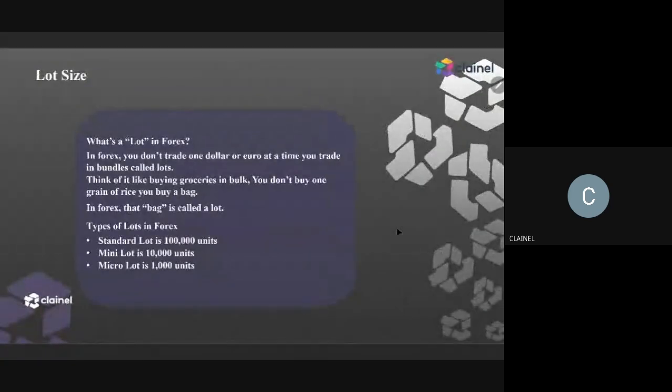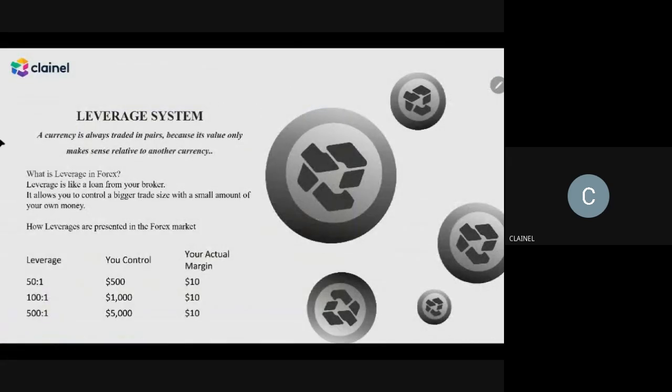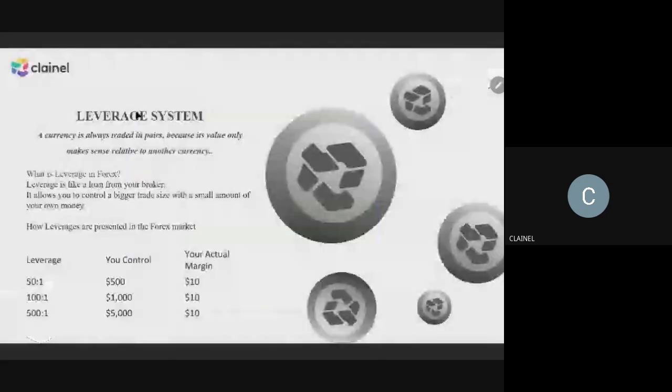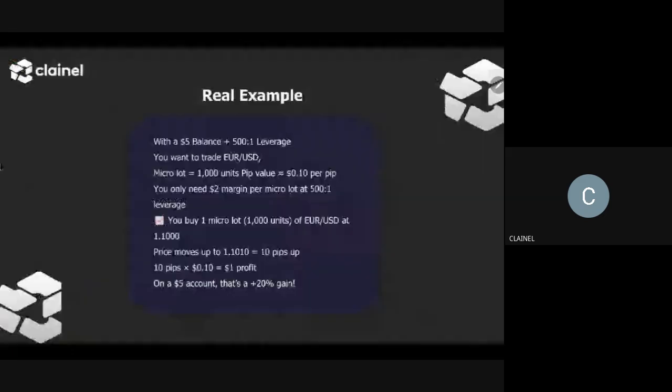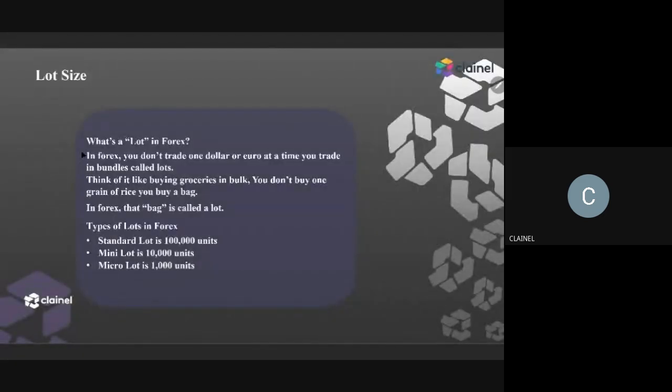So moving on to what is lot size? You might ask. In Forex, you don't trade $1 or one euro at a time. You trade in bundles called lots. Think of it like buying groceries in bulk. You don't buy one grain of rice, you buy a bag, and that is exactly what a lot size is. In Forex, that bag of rice is called a lot.